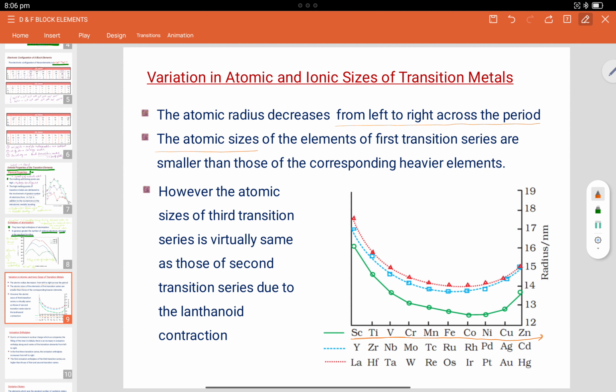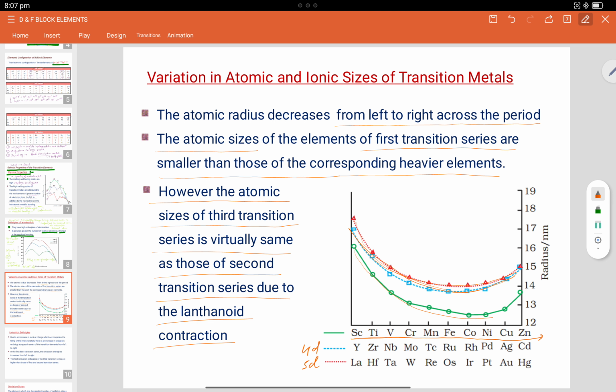The atomic size of the elements of the first transition series is smaller than that of the corresponding heavier elements. However, the atomic size of the third transition series is virtually the same as that of the second transition series due to the lanthanide contraction. Here you can check, children, 4D, 5D, 3D. This is the 4D series and this is the 5D series. They are having almost similar atomic radius.